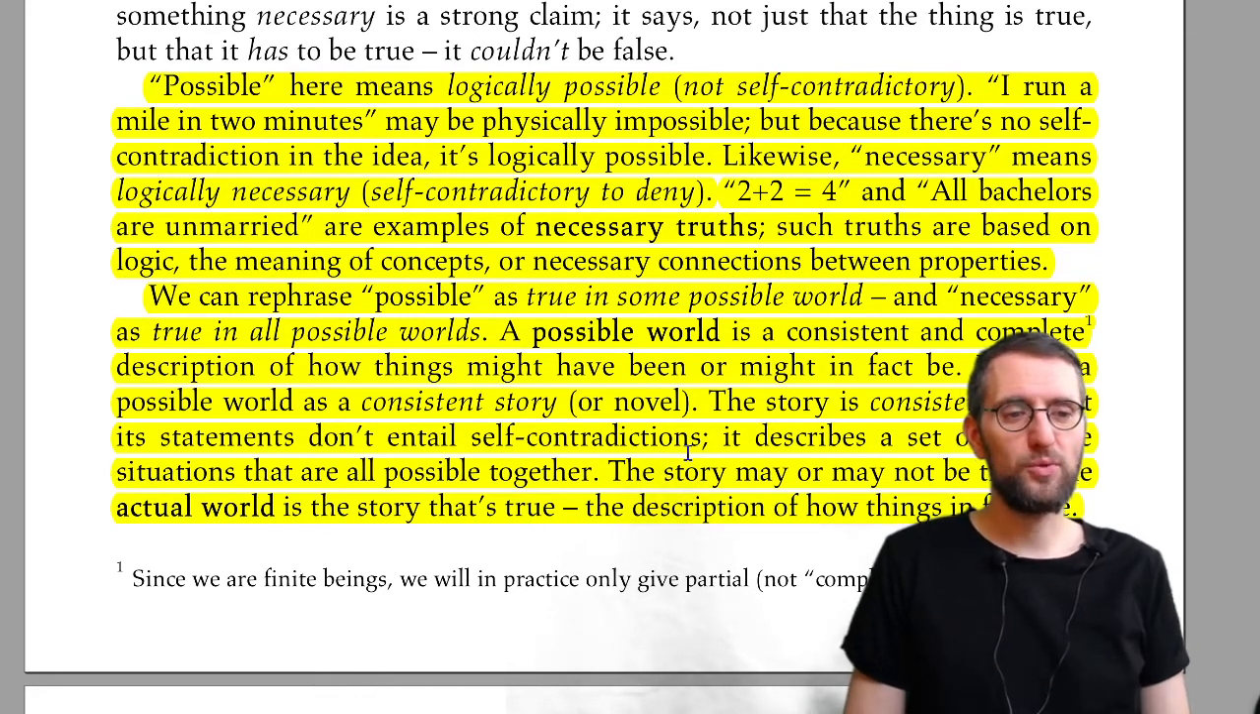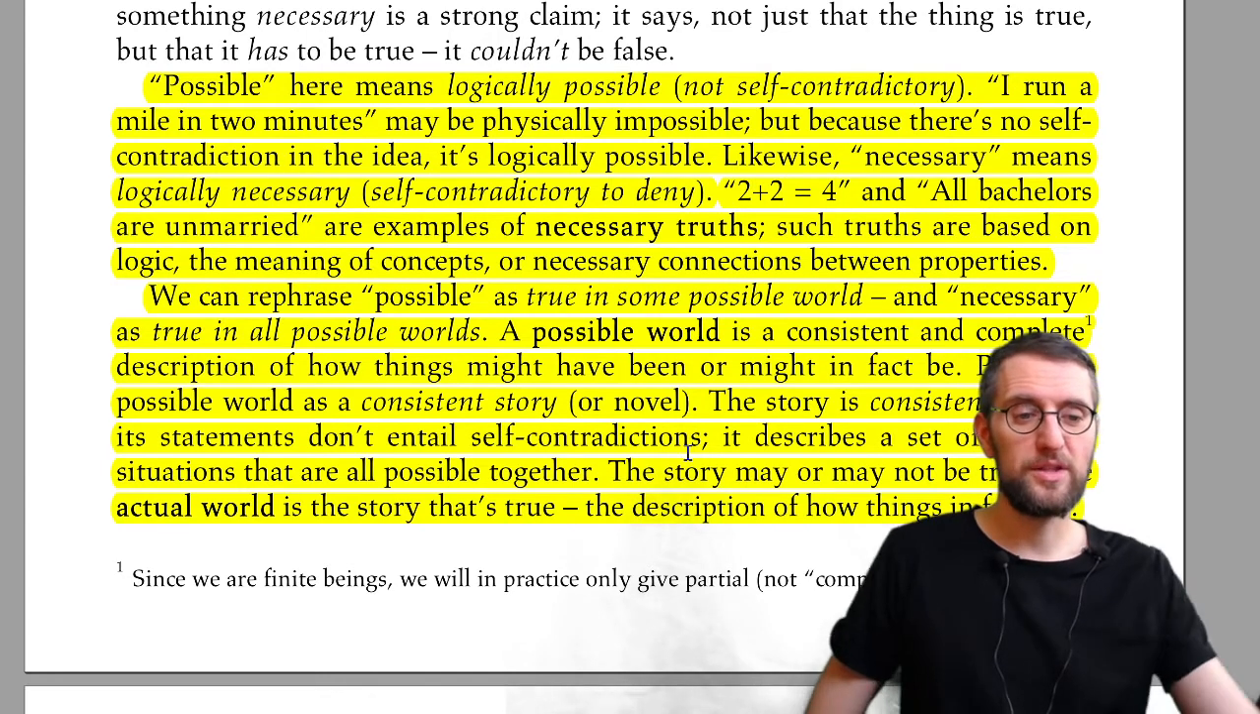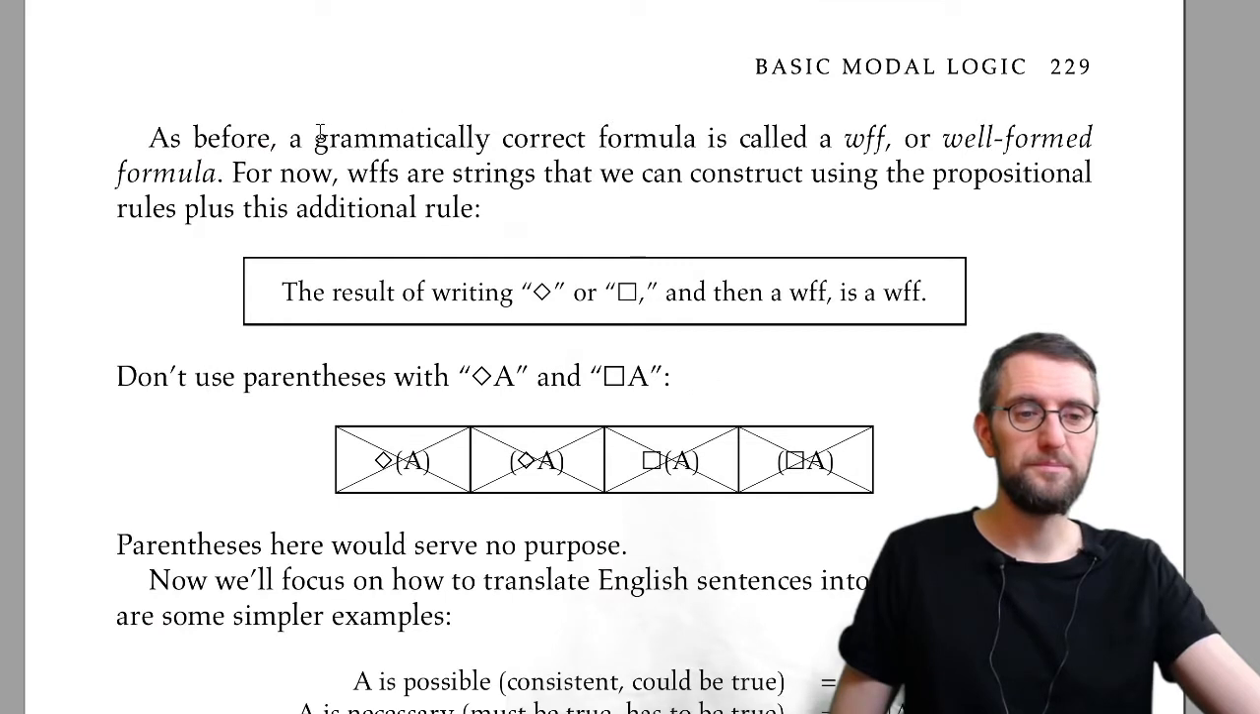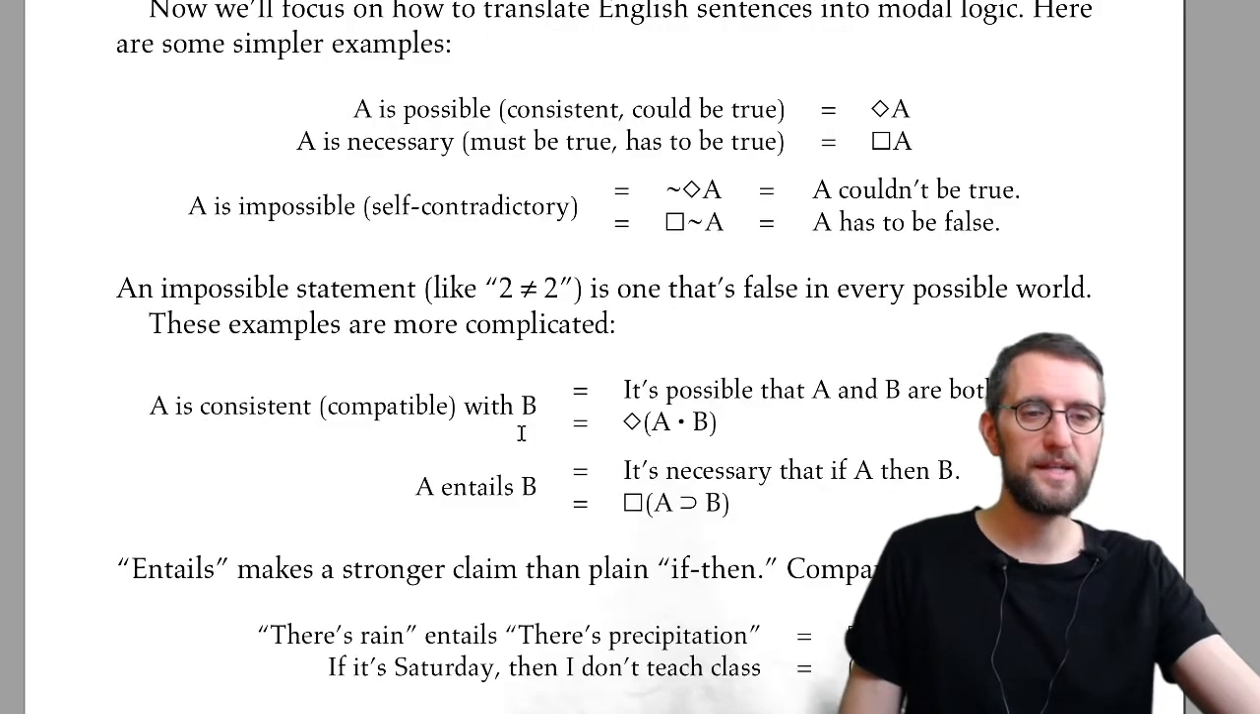So a possible world is consistent in that its statements don't entail self-contradictions. It describes a set of possible situations that are all possible together. The story may or may not be true. The actual world is the story that's true, the descriptions of how things in fact are. And we have well-formed formulas again.